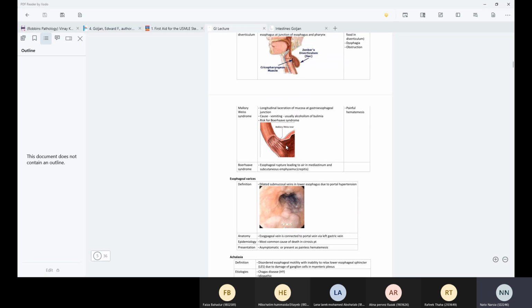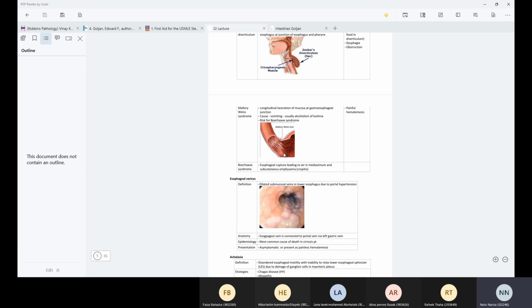Then we go down to the gastroesophageal junction. At this junction, we find different types of lesions. One of the lesions that is really important is Mallory-Weiss syndrome. What is Mallory-Weiss syndrome? Usually you find it in alcoholics, okay? Because it is a longitudinal laceration. You see laceration, and actually you will find blood vessels are damaged here because of laceration. And you find it in alcoholics, that is one thing. At this junction, the location is important, guys, and the cause is vomiting, usually alcoholics or bulimia.